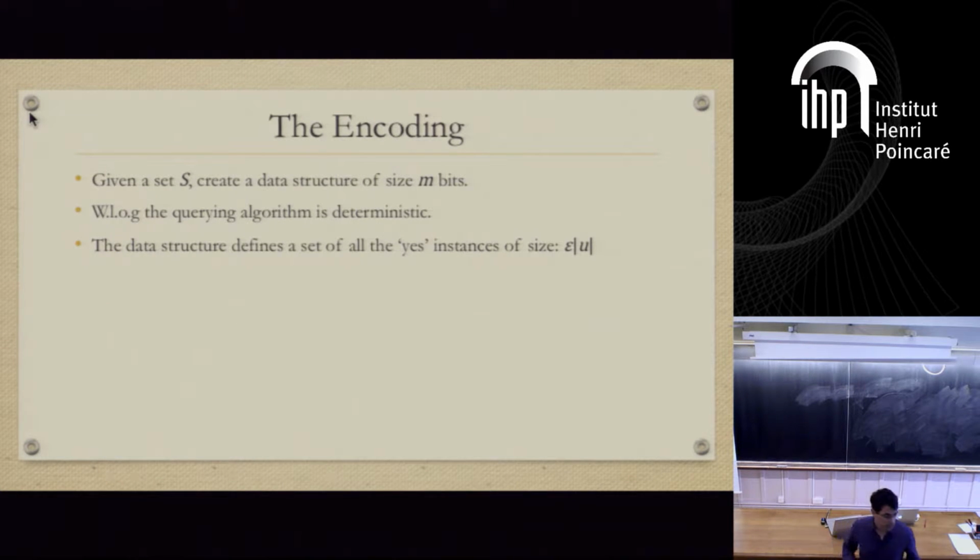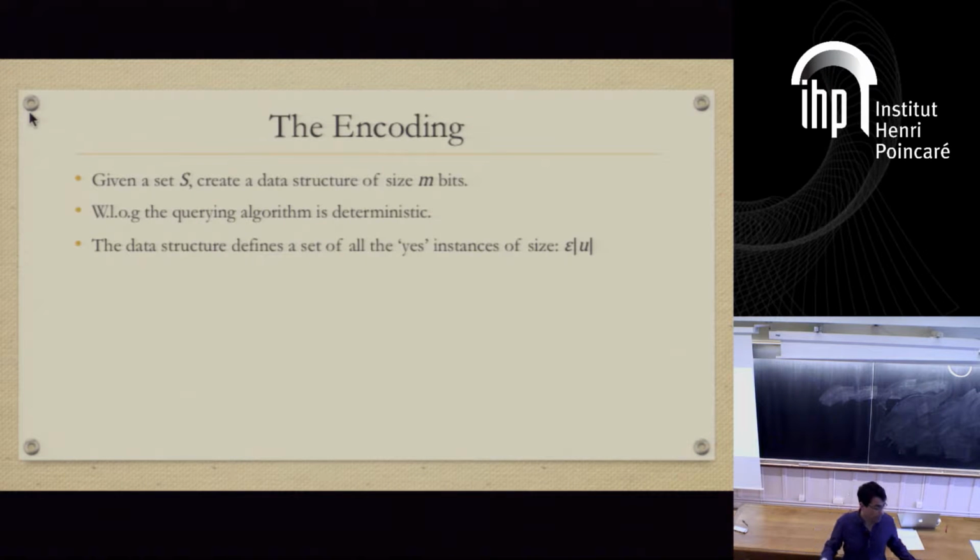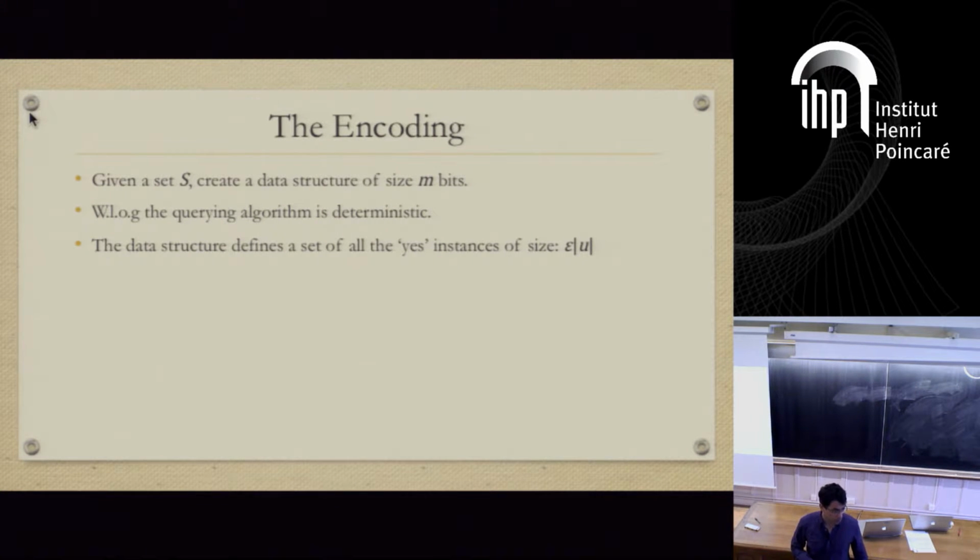So given a set S, we build our data structure, and that data structure has m bits. And now the real step that we have to make is to understand that without loss of generality, we can say that the querying algorithm is deterministic. So we can fix the random bits. If the querying algorithm has random bits, we just fix them to the best random bits, or even to the average random bits. It would work. And now what this means is that the data structure defines a set of all the yes instances, all the instances for which the data structure outputs yes, it belongs to our set. And our probabilistic guarantee of the data structure implies that the size of this set is at most epsilon times the size of the universe.